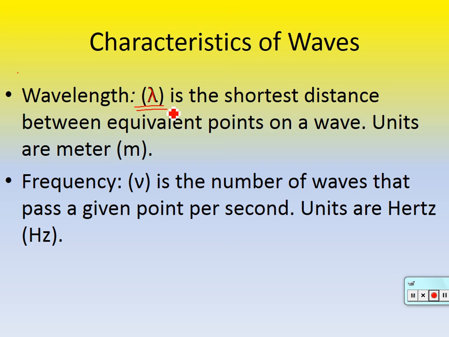All right, let's talk about frequency. It's given this symbol, it's kind of a fancy little V. It's called nu. And it's the number of waves that pass a given point per second. So frequency is the number of waves that pass a given point per second. And the units for frequency are called hertz. And it's abbreviated as Hz.